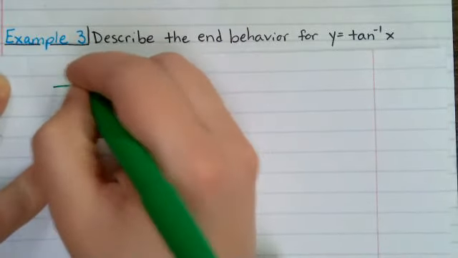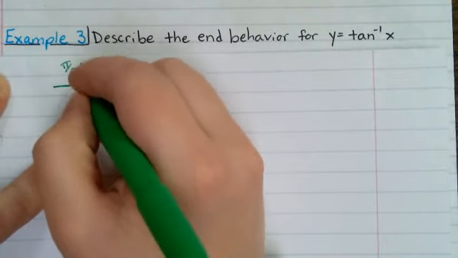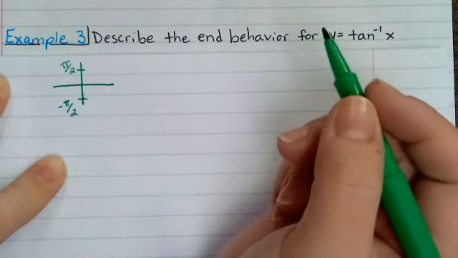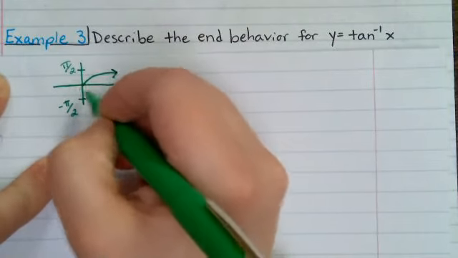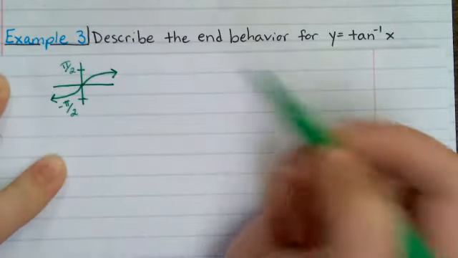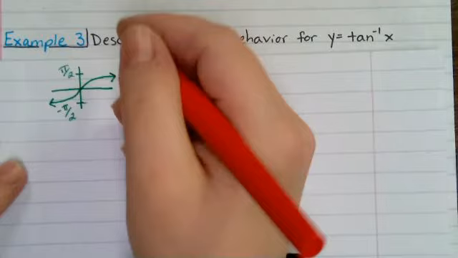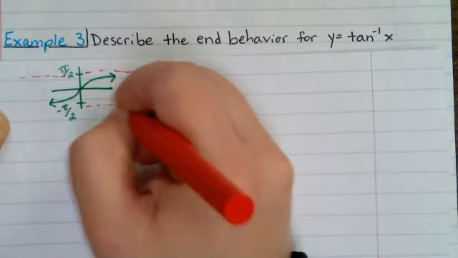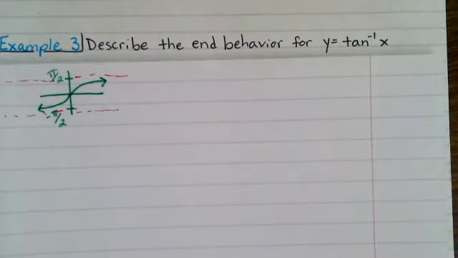But the tangent inverse has these values on the y of just negative pi over 2 and pi over 2. And it's going to go through the origin and scoop up and scoop down. So it's going to look kind of like that. Now, what's important is seeing where the asymptotes are, so we know exactly where this is going to not reach. It's approaching those, right? Which is really what end behavior is going to ask us to figure out.